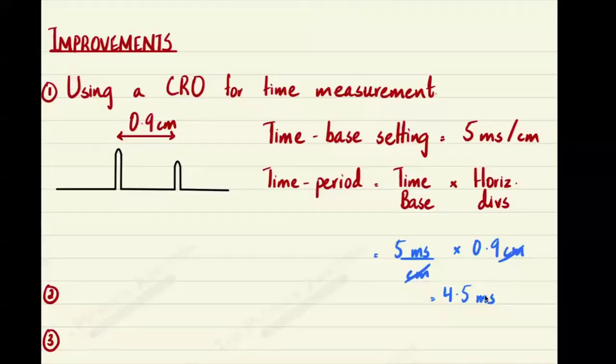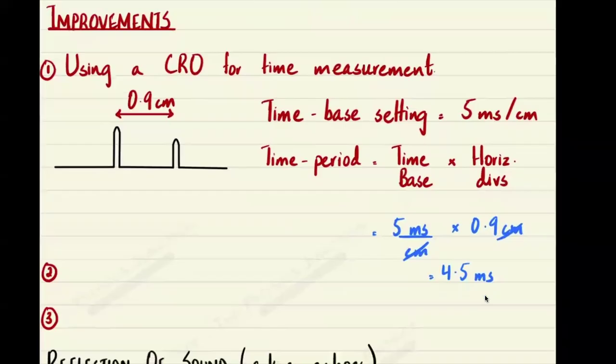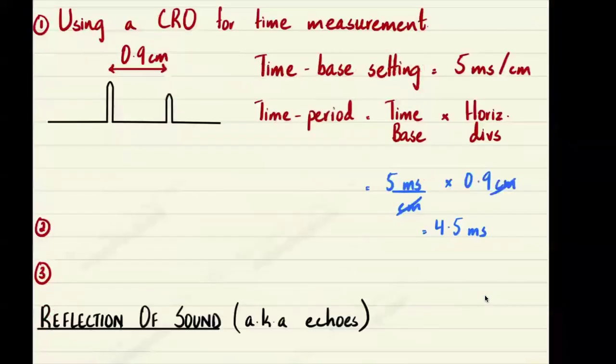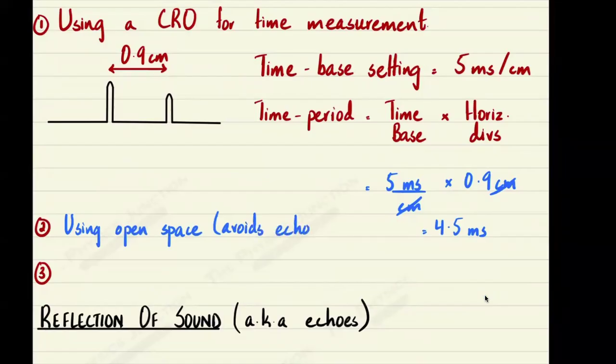Other improvements, so you could use an open space. What's the advantage of using open spaces is that it avoids echoes. But again, with this experiment, you'll always have some uncertainty because you'll also have the spreading of sound. That's always going to happen.